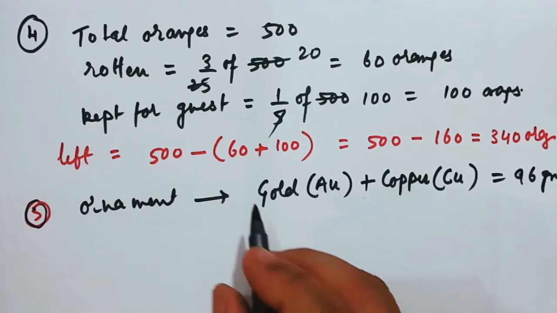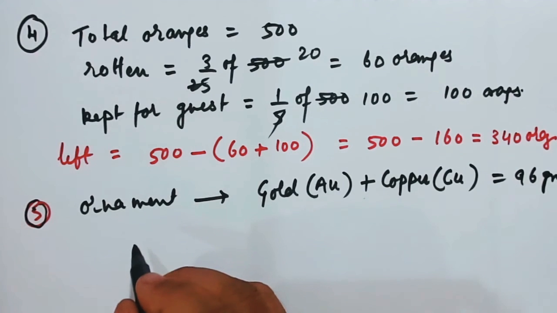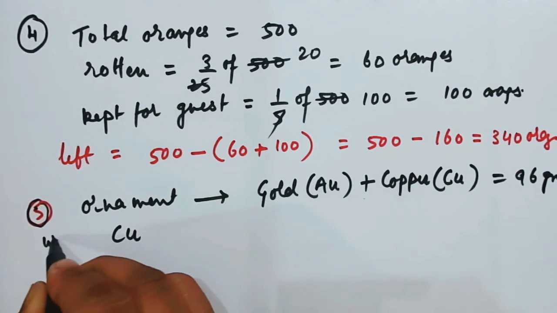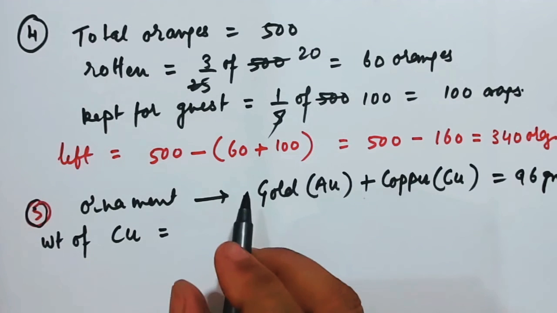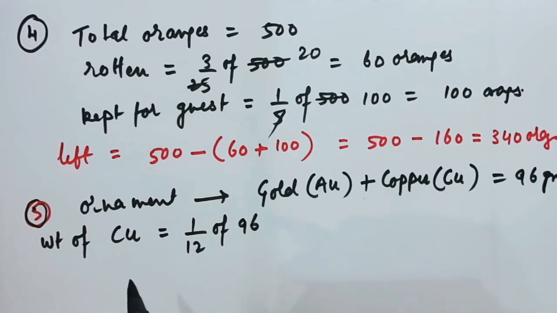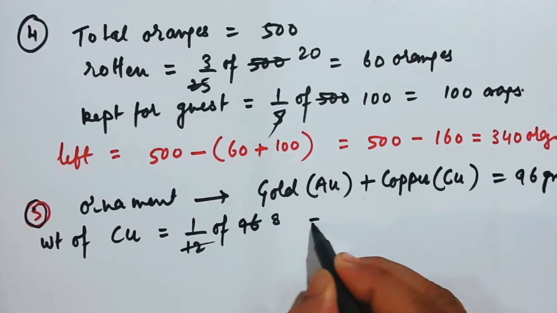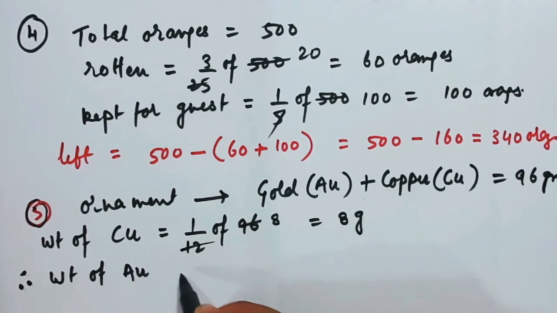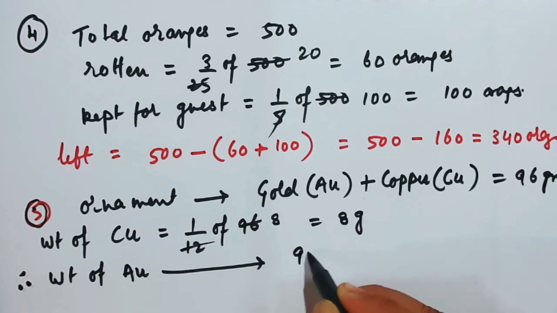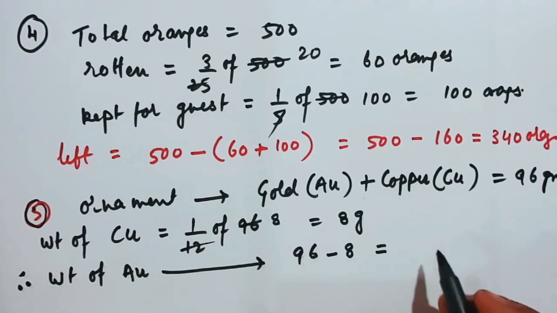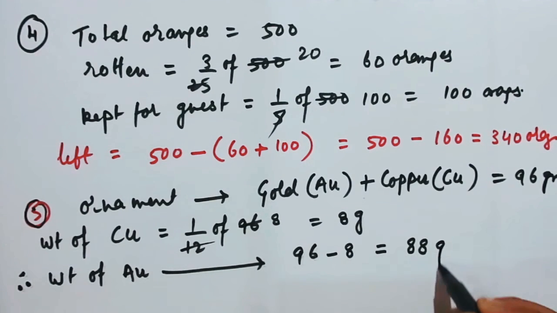Very good. They have given you the data that if 1/12 of the ornament is copper, so weight of copper is equal to how much? 1/12 of the ornament, that is the weight of the copper. So 12 how many times? 12 eights are 96, which will give you 8 gram of copper. Therefore the weight of gold will be equal to how much? The weight of the ornament minus the weight of copper, that is 96 minus 8, is equal to 88 grams.